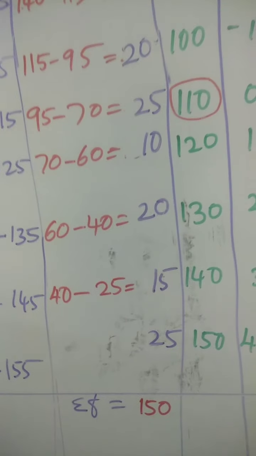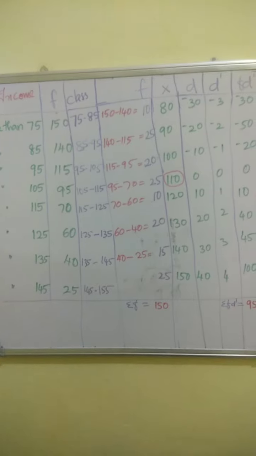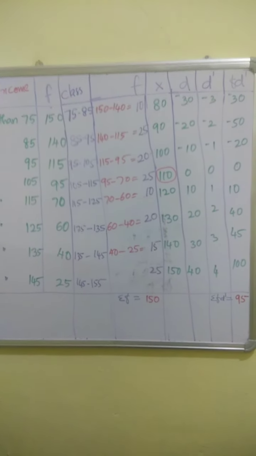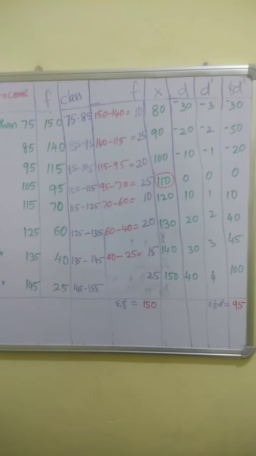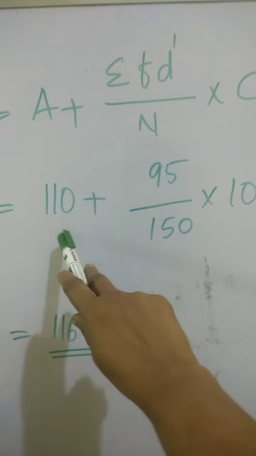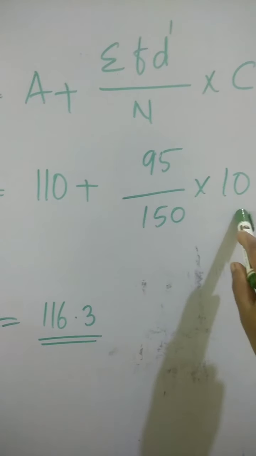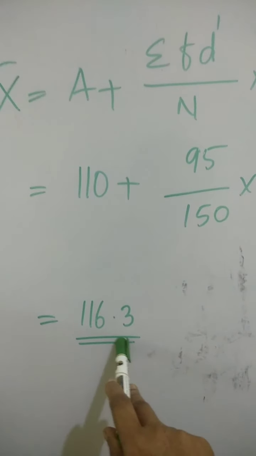By using this, substitute these values in the equation, and we can find out the answer. So this is an example for "more than" classes, "more than" values. When we substitute the values into the equation, that is x bar is equal to a plus sigma f d dash by n into c. Our assumed mean was 110 plus 95 by 150 into 10. We will get the answer 116.3.